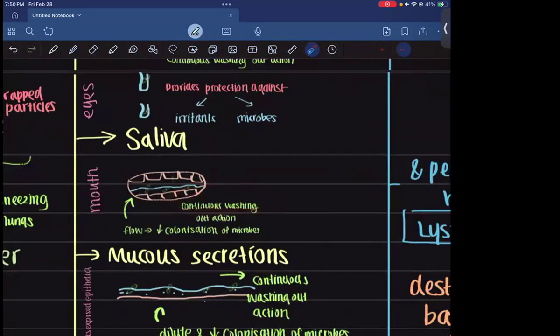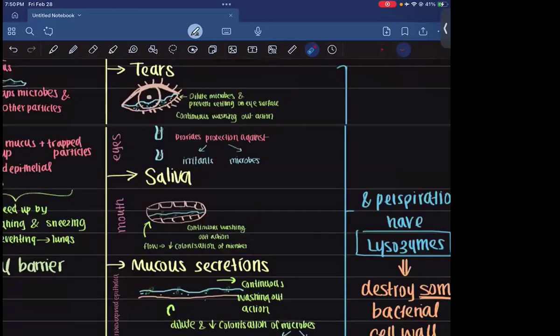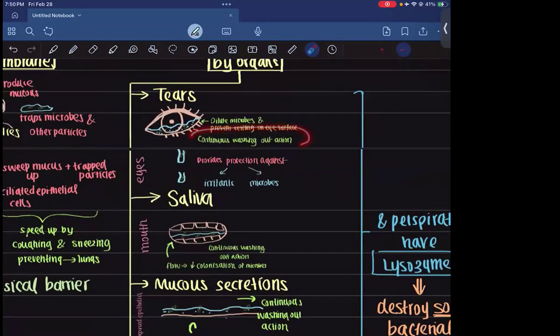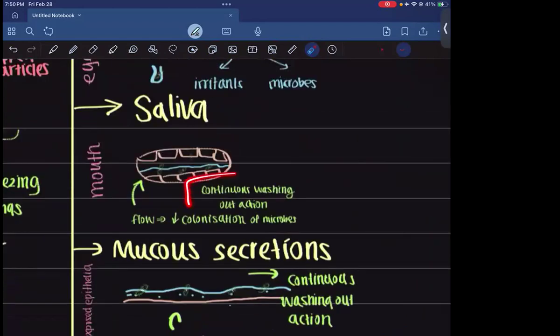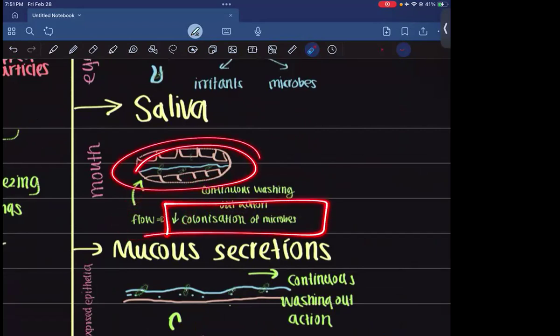The mouth is exposed to the environment, and it can provide direct access into your internal body. So again, you should have a defense mechanism to prevent that entry. For that, you will be having saliva. What will the saliva do? The flowing of saliva will prevent the colonization of microbes, just like tears. The tears flow and provide a continuous washing out action, preventing the microbes from settling on the eye surface. Similarly, here also there will be a continuous washing out action, preventing the microbes from settling and colonizing. So the flow of saliva is going to reduce the colonization of microbes.